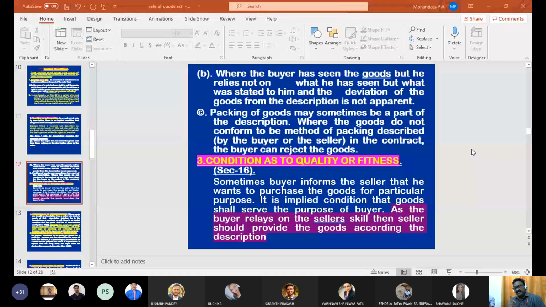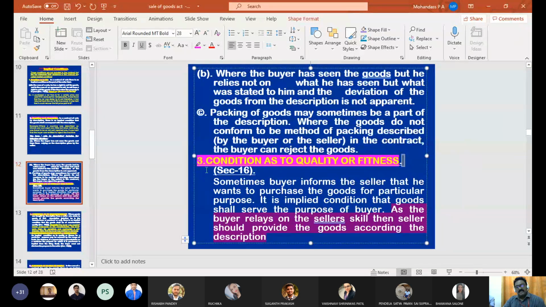Now it is the responsibility of the seller, because this buyer is depending on the skill of the seller. The seller can very well say, "I don't know anything, please go out." He can, but if he sells a wrong product, a milk powder which is supposed to be used for feeding dogs or puppies, and the lady feeds it to her baby, and something happens to the baby, the seller is responsible. Who says? The law says. Why? It is a violation of implied condition as to quality or fitness.